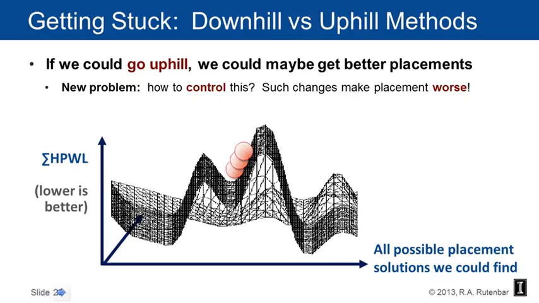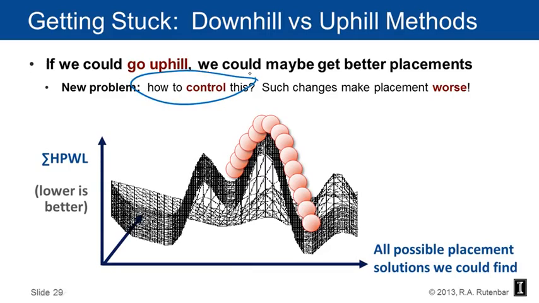An uphill method would allow me to go for a time exploring placements that are worse than the last one, in the hopes that I'll go up over this peak and I'll start falling into a better global valley. That would be really wonderful. But wow, that seems incredibly hard. And I'm going to circle the big problem here. How would I control this?